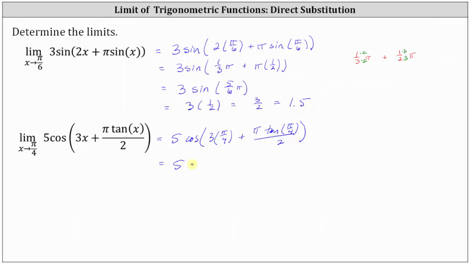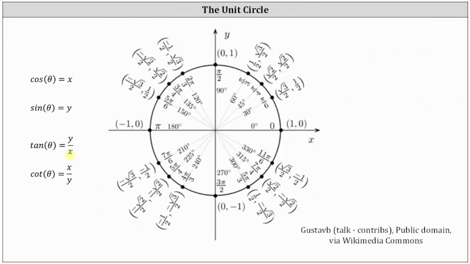And now let's begin simplifying. We have 5 cosine of, well, 3 times pi over 4 is 3/4 pi. And then we have plus pi times the tangent of pi over 4, which is equal to 1, all divided by 2. Let's go ahead and check this tangent function value on the unit circle. On the unit circle, tangent theta is equal to y divided by x. The terminal side of pi over 4 radians intersects the unit circle at this point. Notice how the x and y coordinates are equal, and therefore y divided by x is equal to 1.